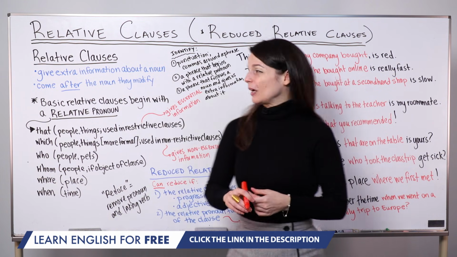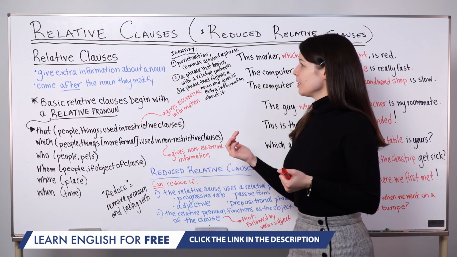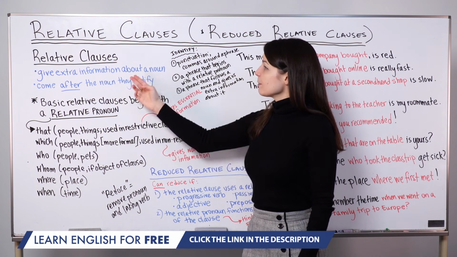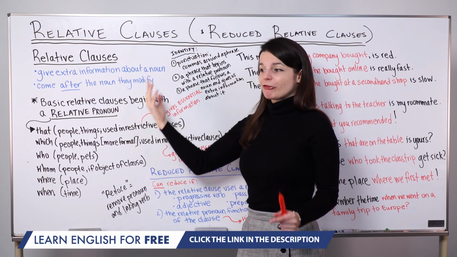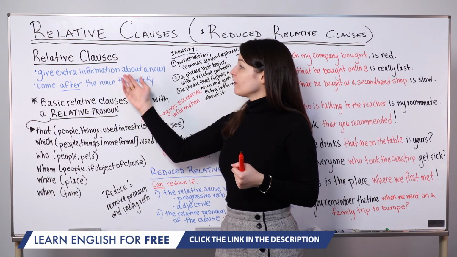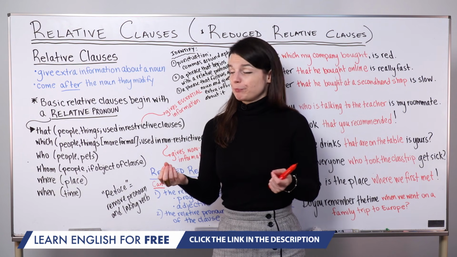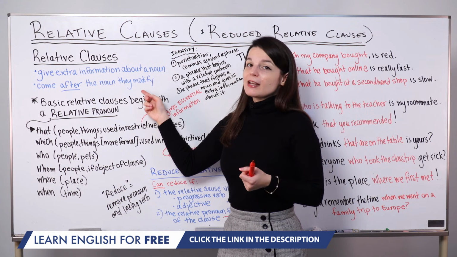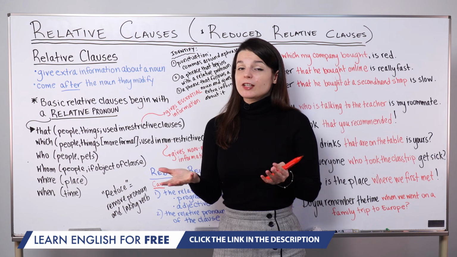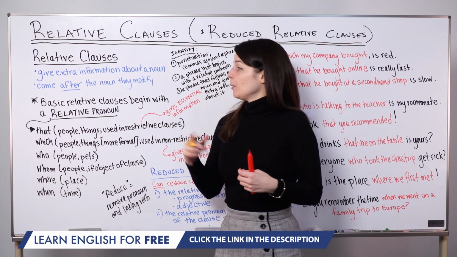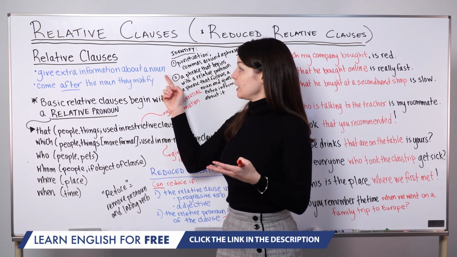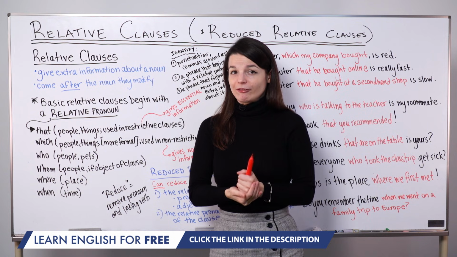Let's begin. Okay, first, I want to begin by explaining what a relative clause is. A relative clause is like a phrase, an extra phrase, like a long adjective. We use relative clauses to give extra information about a noun. These come after the noun that they modify. You can imagine that in most cases in English, adjectives come before the nouns they modify, but a relative clause is kind of like an adjective. It tells us something extra about a noun, but this comes after the noun.